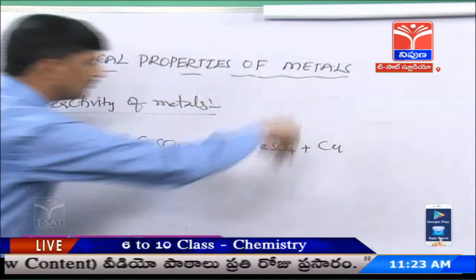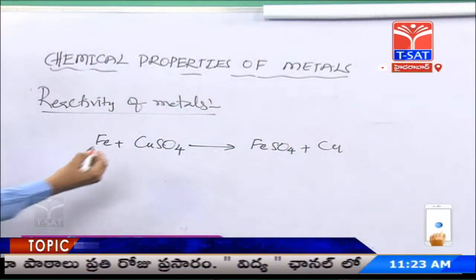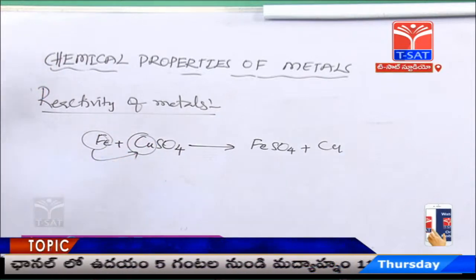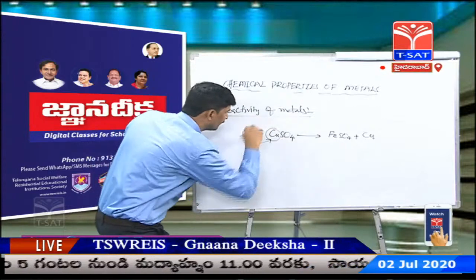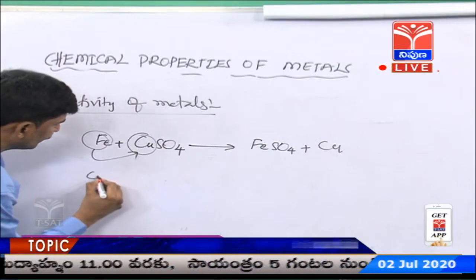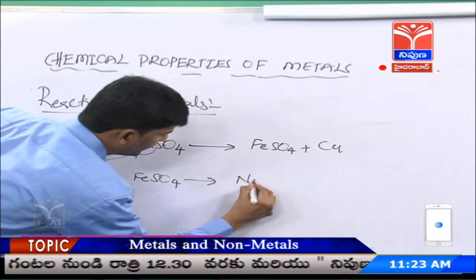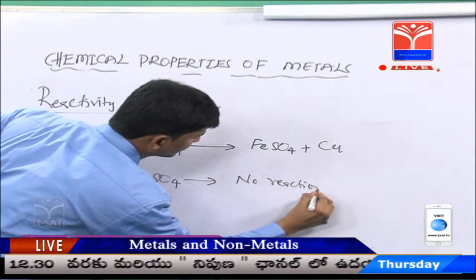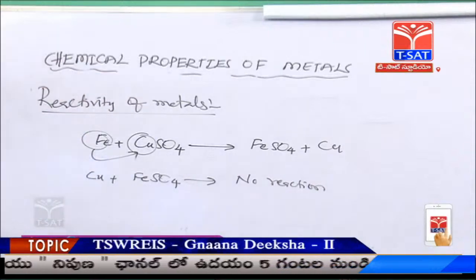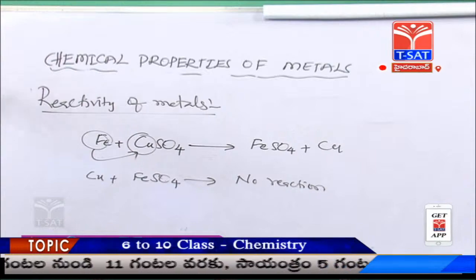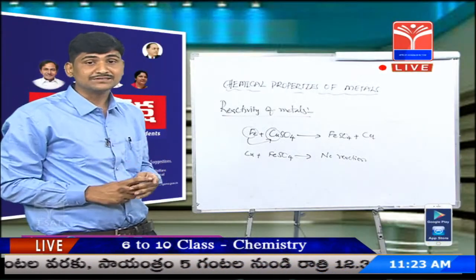So, in this way copper is deposited on iron. So, what happened here? Iron is displacing copper because iron is more reactive than copper. What happens, children, if we have taken the conversion? If we take copper plus iron sulphate, there will be no reaction. Like this, children, we can say that there is no reaction because iron is more reactive than copper, so copper cannot displace iron from it.